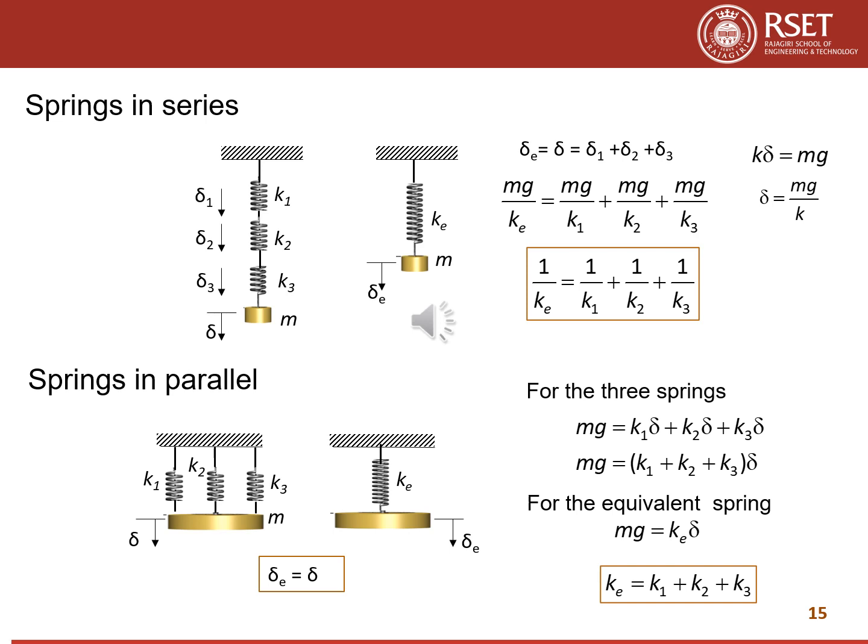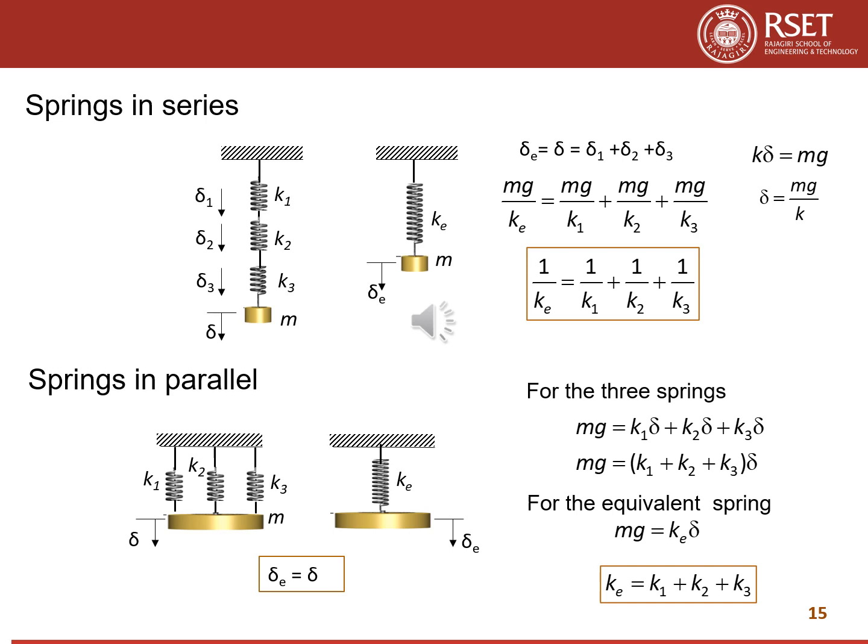Now, we know that total deflection delta, we are just considering the static deflection here, we can say that delta will be equal to delta 1 plus delta 2 plus delta 3. Now, in the figure to the right, we can see an equivalent spring. The equivalent spring stiffness will be Ke, and the equivalent displacement is delta E. When it is in series, for an equivalent system, the delta should be the same. That is, delta E should be equal to delta 1 plus delta 2 plus delta 3. Here we are considering just the static deflection, not the dynamic.